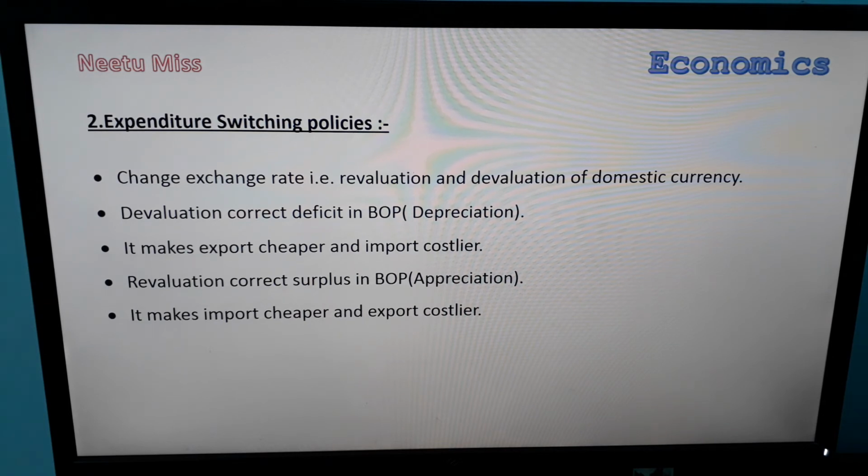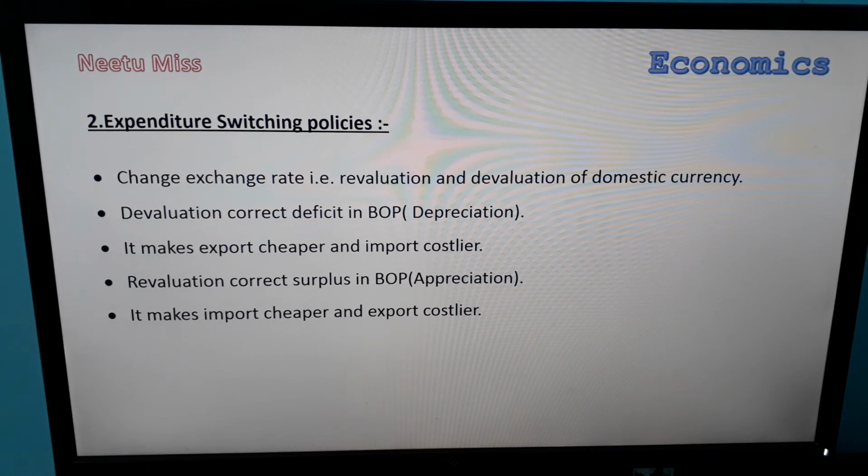Devaluation means to decrease the value of our domestic currency against foreign currency. Example, $1 equals 60 rupees. After a certain period, $1 equals 75 rupees. That is called devaluation. So in expenditure switching policy, there will be a change in exchange rate. It may be revaluation or devaluation of domestic currency. Devaluation helps to correct deficit in balance of payment. It is also called depreciation. And it makes export cheaper and import costlier.